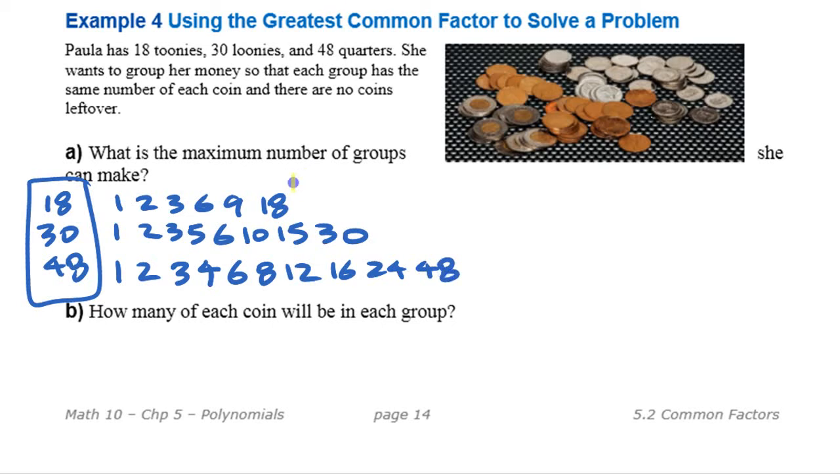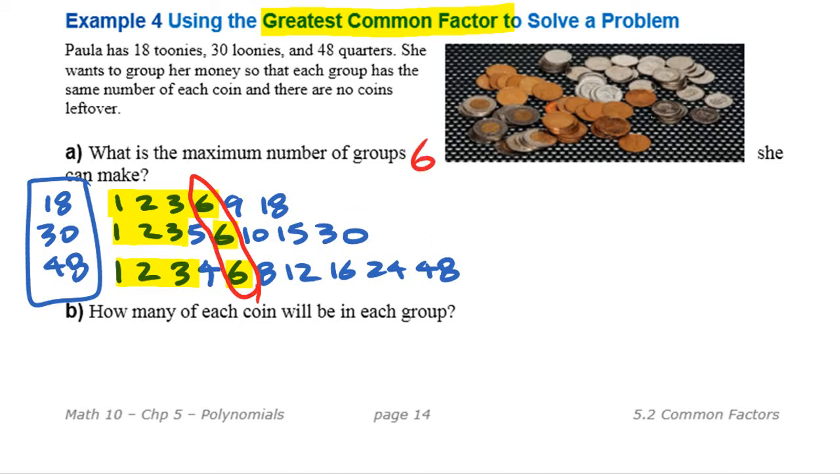Now, if you're looking for the greatest common factor, well, let's look at what all the common factors are. 1, 2, 3, and 6 are what they all have in common. 1, 2, 3, and 6 are factors of all 3 of those numbers. So then, by definition, the greatest common factor is the biggest one of those, which is 6. So, the maximum number of groups you can make is 6.